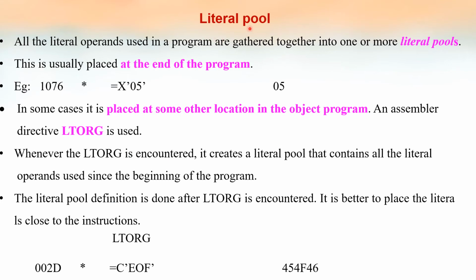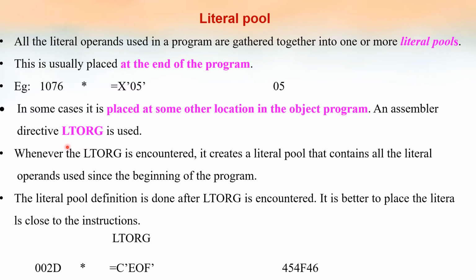Literal pools, as the name suggests, is grouping together the literals. So whatever literals we have used in our program, we can write at the end of the program. The syntax for that is: the address, that is the location counter value, is given, then the star symbol is used to indicate that this is a literal pool entry, and then the literal value is given. In some cases, it is placed at some other location in the object program. Normally, the literals are placed at the end of the program.